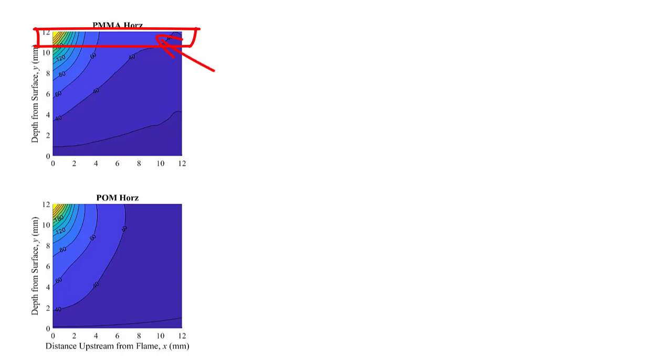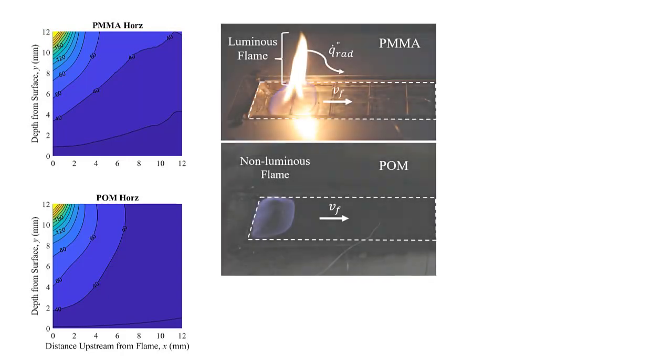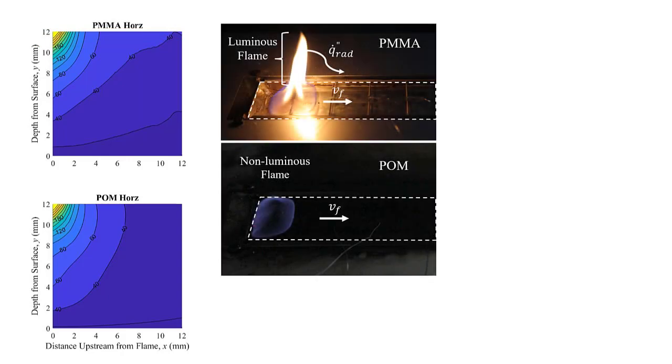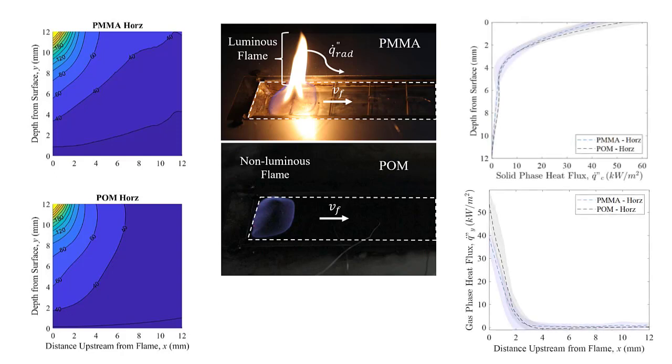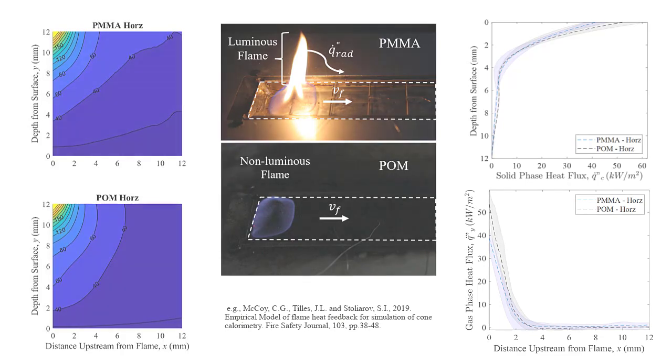Now, this is largely due to the difference in the radiation from the luminous flame seen in the case of the PMMA, which is why these temperatures are not seen in the case of the POM flame. The heat fluxes show higher degrees of solid phase and gas phase heat transfer for the POM case. Higher gas phase heat fluxes in particular show good agreement with previous studies between PMMA and POM using other apparatus such as the cone calorimeter.